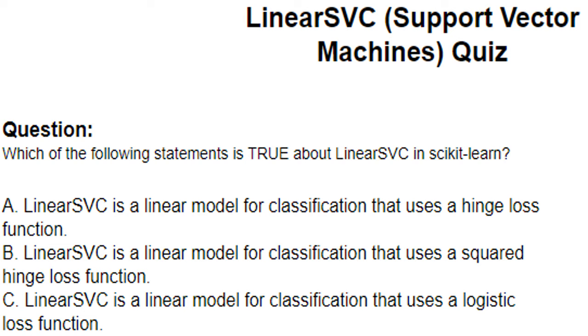Correct. Solution: Linear SVC in sklearn is a linear model for classification that uses a hinge loss function. This function is designed to encourage correct classification and penalize misclassifications. However, the loss function in linear SVC can be modified using the loss parameter.